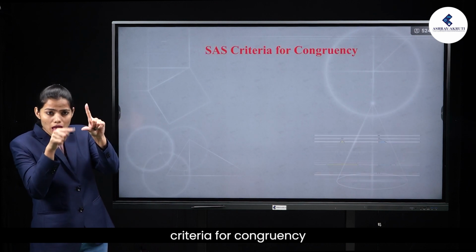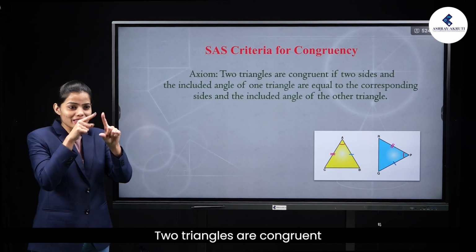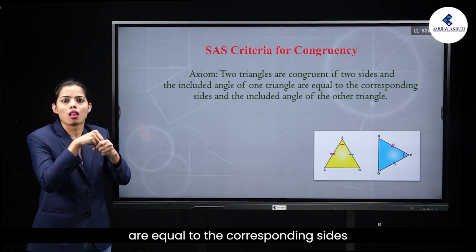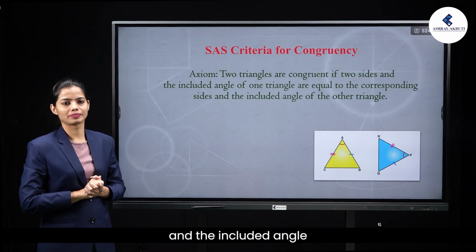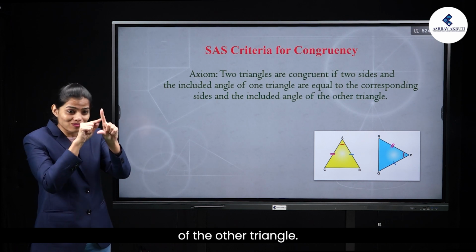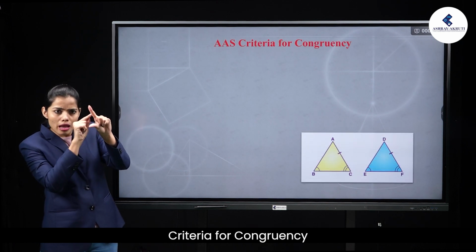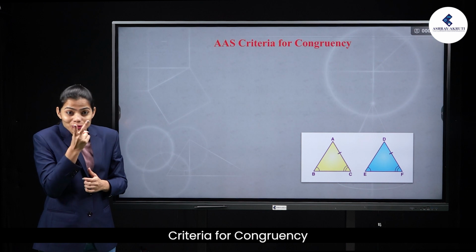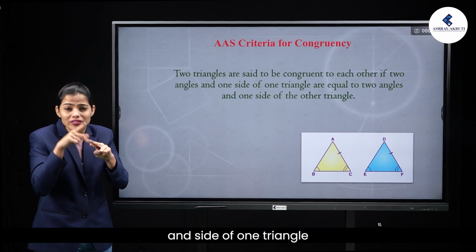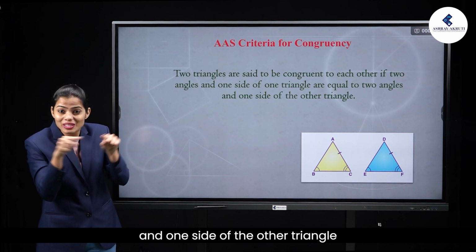Side-angle-side criteria for congruency. Axiom: two triangles are congruent if two sides and the included angle of one triangle are equal to the corresponding sides and the included angle of the other triangle. Angle-angle-side criteria for congruency. Two triangles are said to be congruent to each other if two angles and one side of one triangle are equal to two angles and one side of the other triangle.